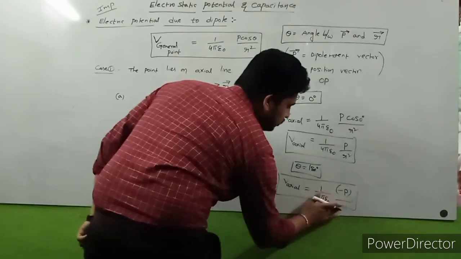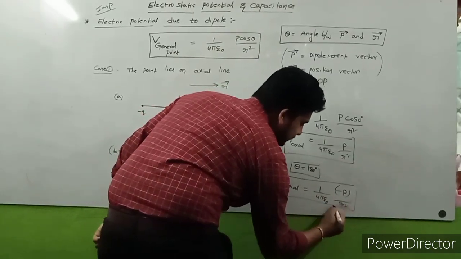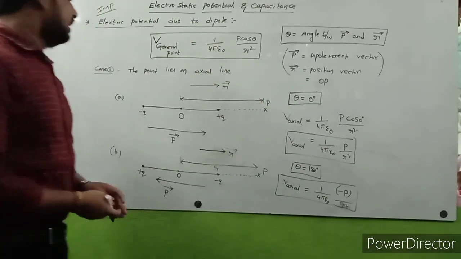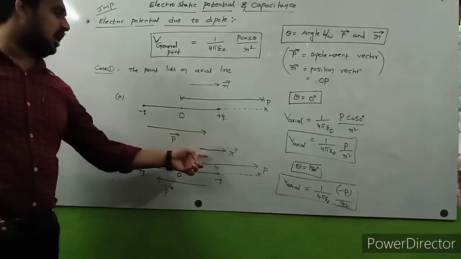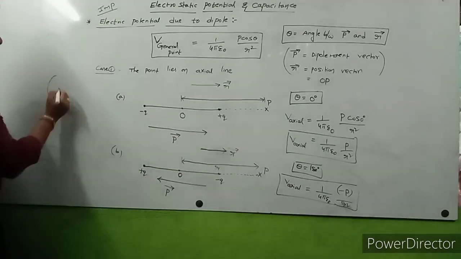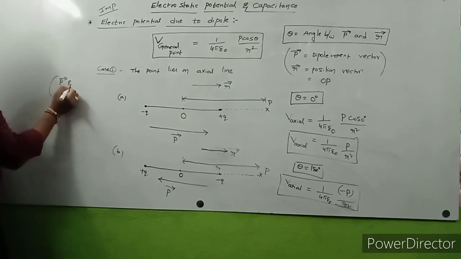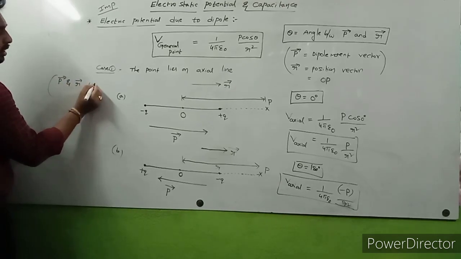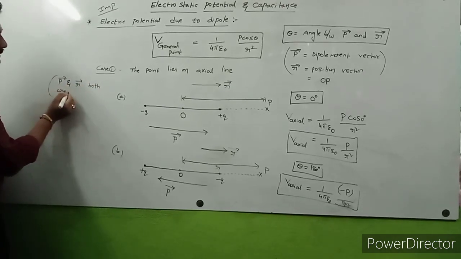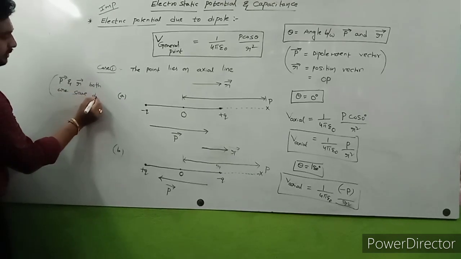So we had two cases for the V axial. Have you understood or not? If the dipole moment direction and R bar direction are both in the same direction, P bar and R bar are both in the same direction.